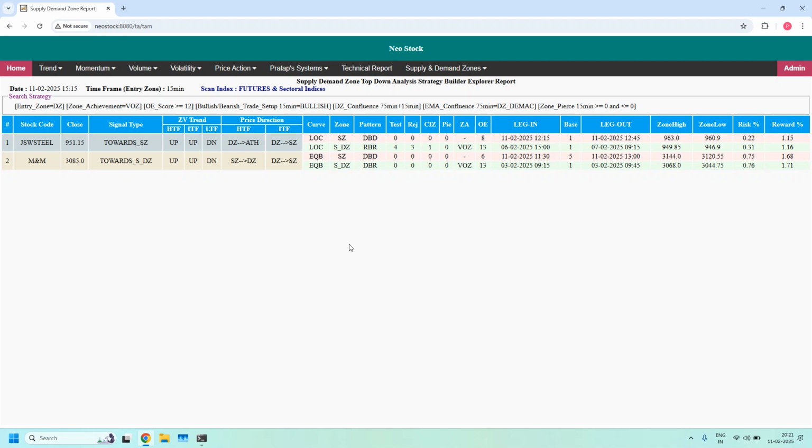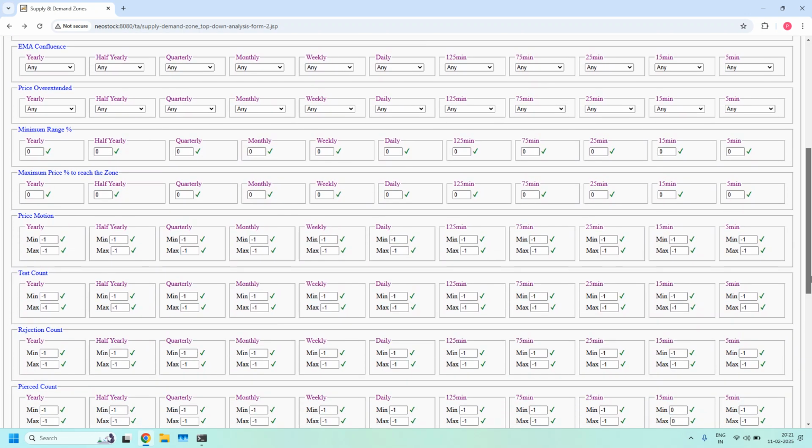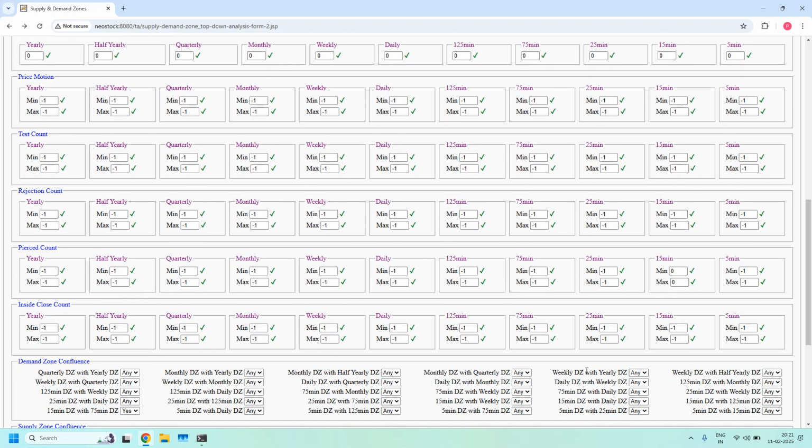Okay, this is based on LTF and ITF demand zone confluence. Next, LTF, ITF and HTF demand zone confluence. Let us filter. I am removing this EMA filter because it is ITF specific. Now we should focus on HTF. So in the demand zone confluence, first filter is already enabled. Second filter, 15 minutes demand zone with daily demand zone confluence. Third filter, 75 minutes demand zone with daily demand zone confluence.